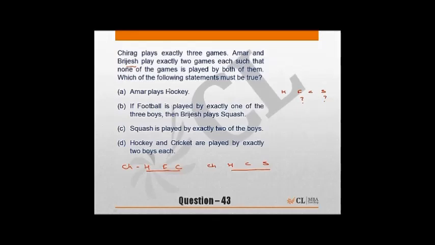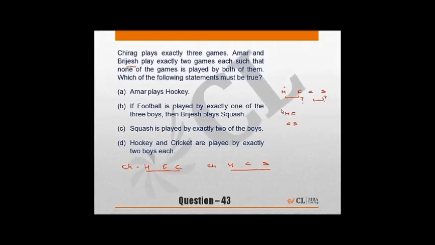we have the other 2 players, Amar and Brijesh, A and B. A and B have to play 2 games each, but nothing in common. So one person could play hockey and football, and the other person could be playing cricket and squash. Okay, so these 2 combinations.